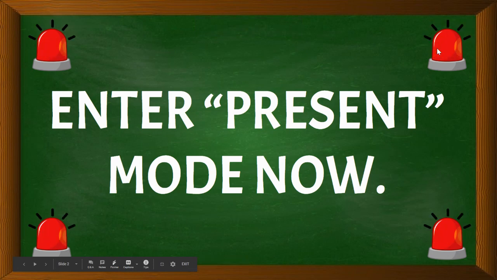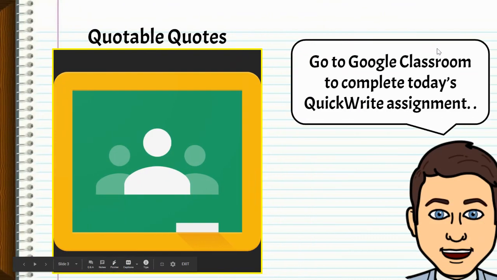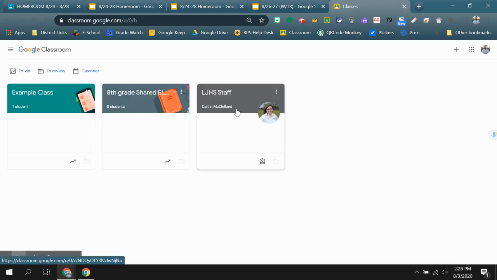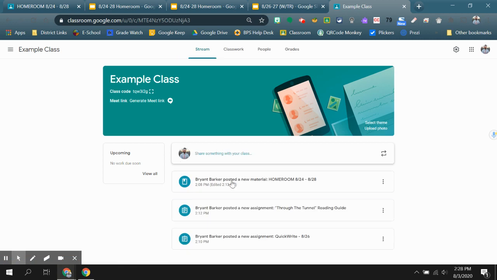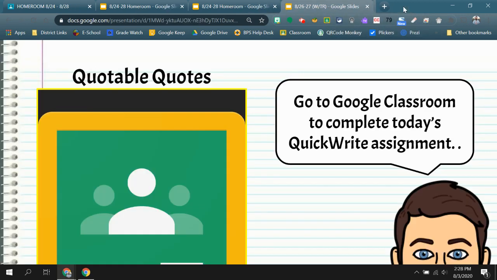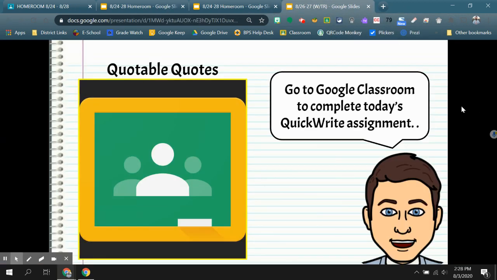Then you'll just simply have to click yourself through. So, for example, the very first activity for Wednesday, Thursday is going to be go to Google Classroom to complete today's quick write assignment. Then you just have a link here that'll take you to Google Classroom where we go to our example class, open up the quick write assignment, and you would knock that out. That would be there for you to do, for you to submit. If you're following these things in order, that would be the very first thing you would do.